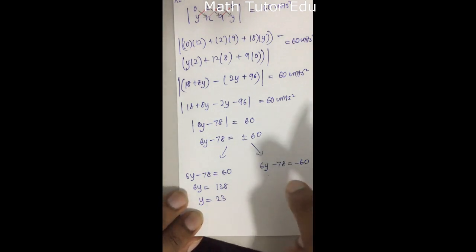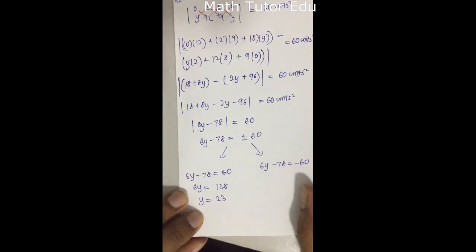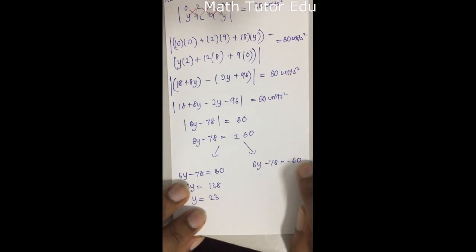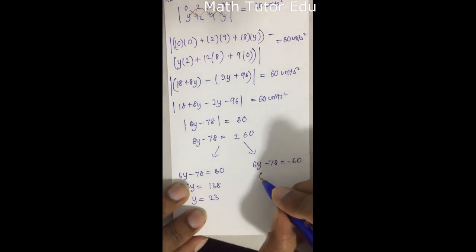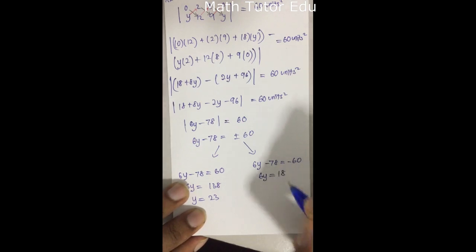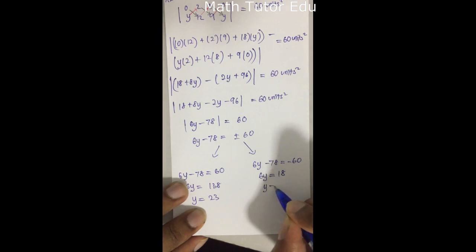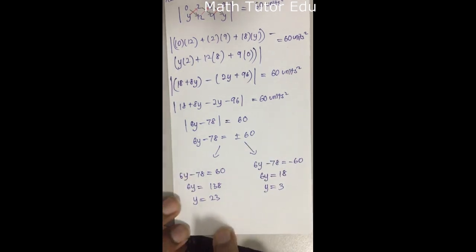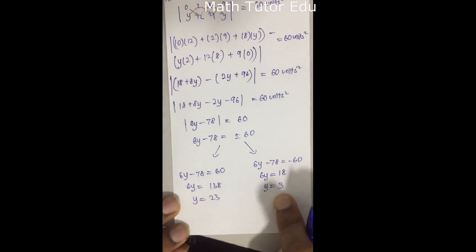Okay, now focus on the negative region. So from here 6y minus 78, so this negative you move it to the right hand side will become positive. So from here negative 60 plus with 78, so from here you get your 6y equals to 18. So from here y is equals to 18 divided by 6, so that's how you get your y equals to 3. Okay, so now you have two set of answers.